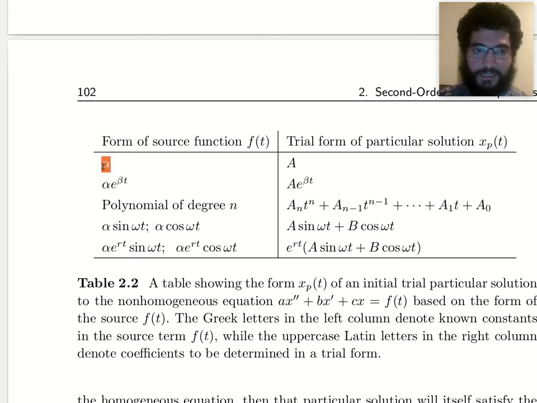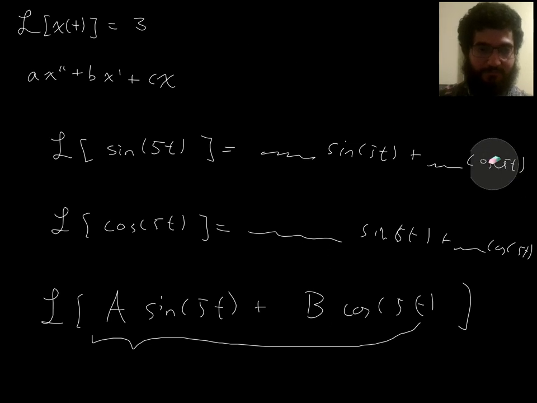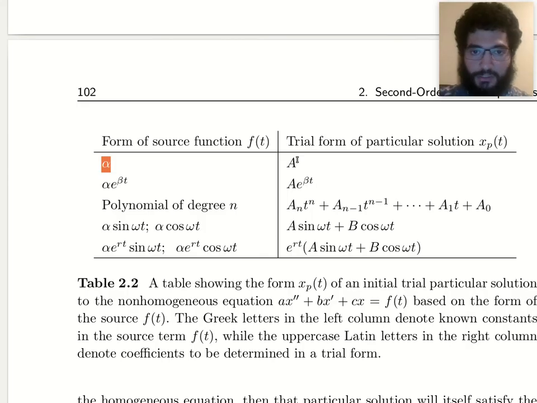If the right-hand side is alpha, what does that mean? That means if it was like just 3, just a number, then the suggestion is just guess a constant. Maybe you can find a constant particular solution. If you have an exponential, then guess an exponential with the same rate. So this beta is the same as the beta here. If you have a polynomial of degree n, then guess a polynomial of degree n. So leave the coefficients undetermined.